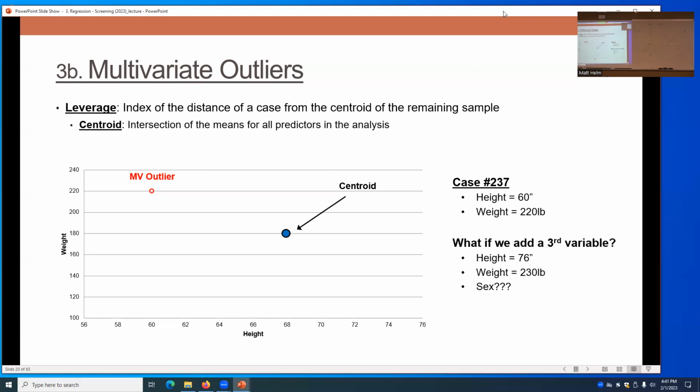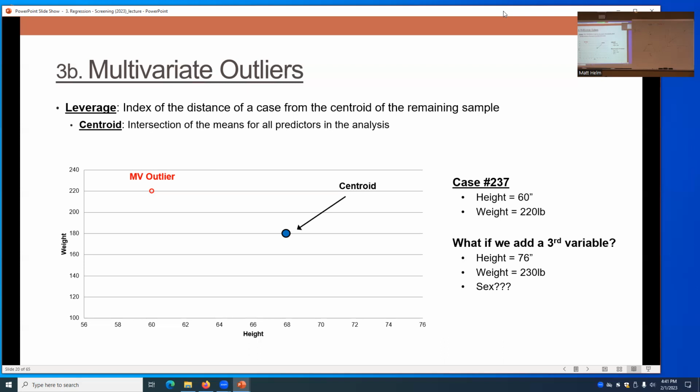Okay. What if we add a third variable? Let's say we've got someone who's 76 inches tall. So we've got someone who's 6'4", 230 pounds, right? What if we throw in a third, like a sex variable, that makes that all of a sudden something that's sort of notable in multivariate space?